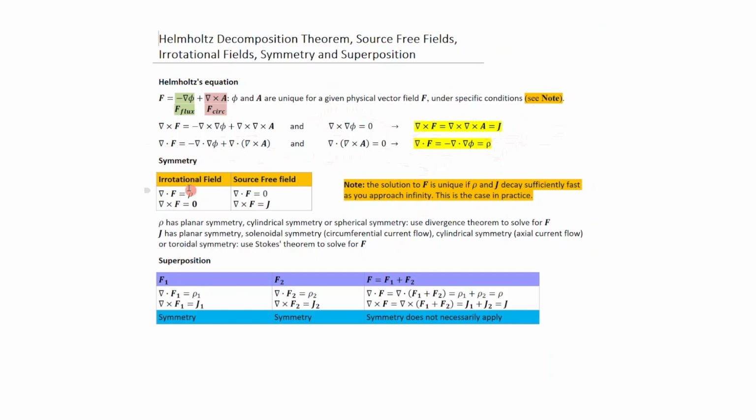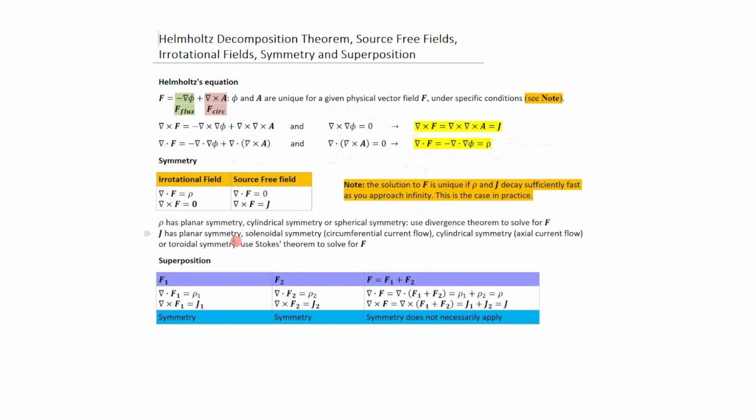One of them basically is an irrotational field, in which case the curl of the field will be equal to 0, and the divergence of F is given, or you can have a source-free field, in which case the divergence of the field equals 0, and the curl of the vector field is equal to J. So in this case, we can apply the divergence theorem to link rho to F. In this case, we can use Stokes' theorem to relate J to F.